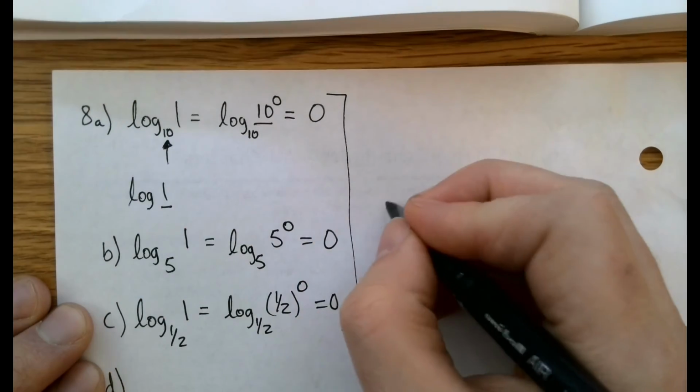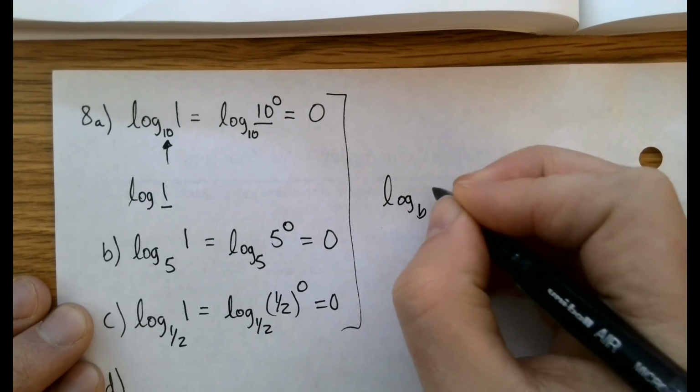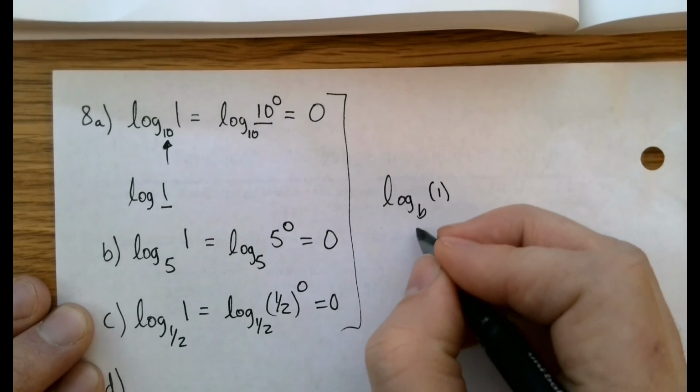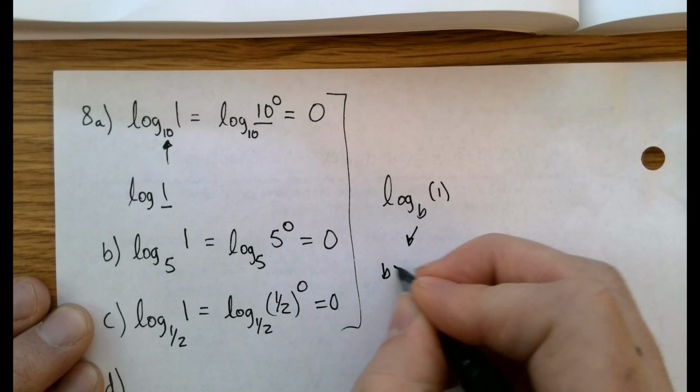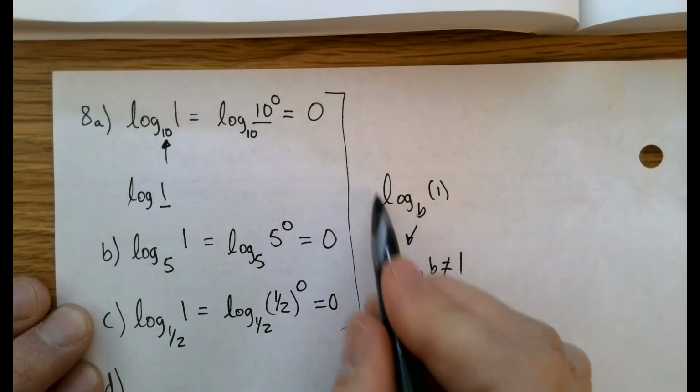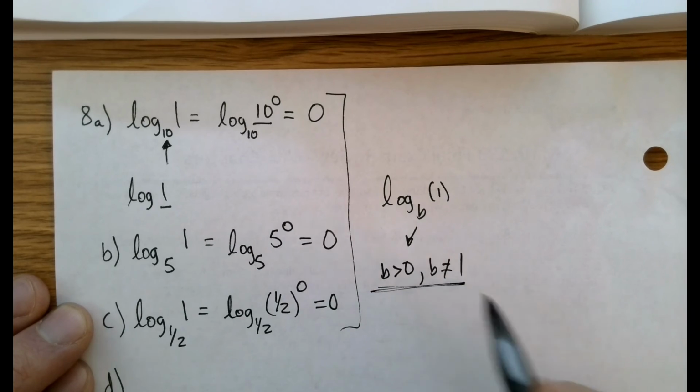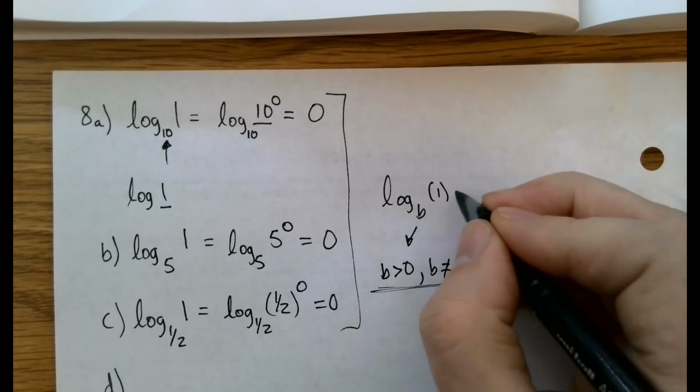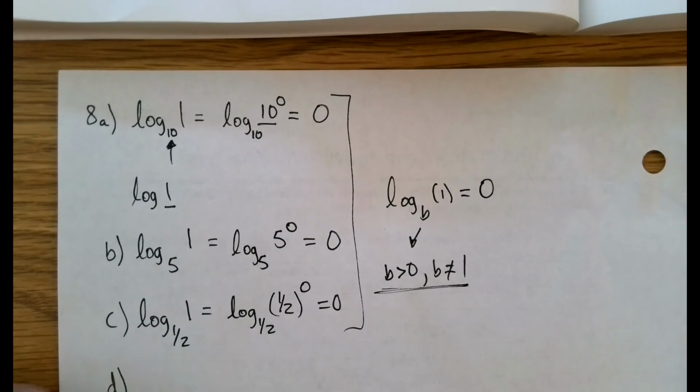So then, let's generalize these things. What we should note is if we have log base B of 1, now we have to keep the conditions of B, right? It has to be greater than 0 and not equal to 1. Anytime we see this, where our B value is a valid option in our logarithm, the result is 0 every single time.